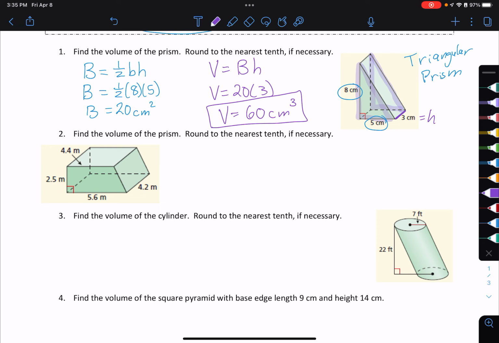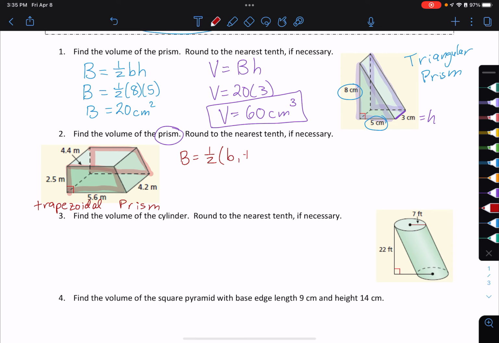For number 2, it says find the volume of the prism. So let's find those bases. If I look here, this isn't a rectangle, so that's one of my bases, and neither is this, so that's the other one. So this is a trapezoidal prism. To find the volume, we'll need the area of the base, so 1/2 base 1 plus base 2 times the height of that trapezoid.